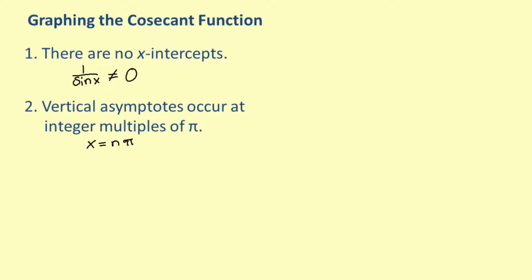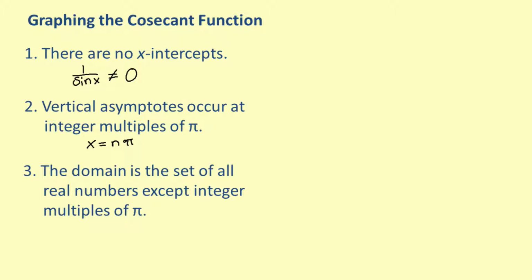Having values of x where the cosecant function is undefined means that the domain of the cosecant function is all real numbers, except integer multiples of pi. This means that, in the domain, x cannot equal n times pi, where n is an integer. The range of the cosecant function is the union of the interval -infinity to -1 and the interval 1 to infinity, where 1 and -1 are included in their respective intervals.